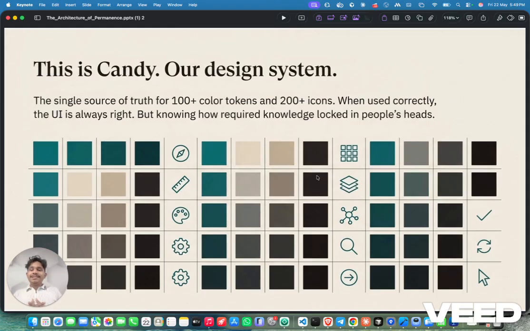And yes, this is our Candy, the design system. This is a design system which we have made, which contains all the information about our typography, our versions, our colors, everything is encoded there. When you use it, the UI is going to be always right. But knowing how required knowledge that was always there in people's heads. We are trying to solve this by making the knowledge AI friendly, so AI learns it over a period of time and it compounds.